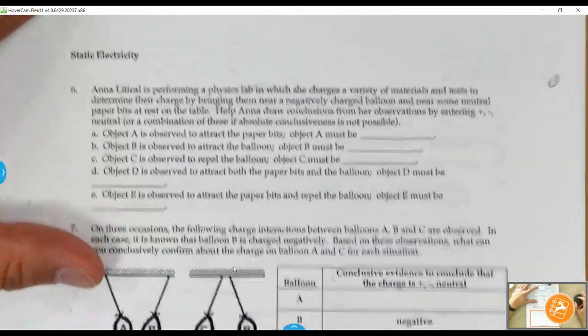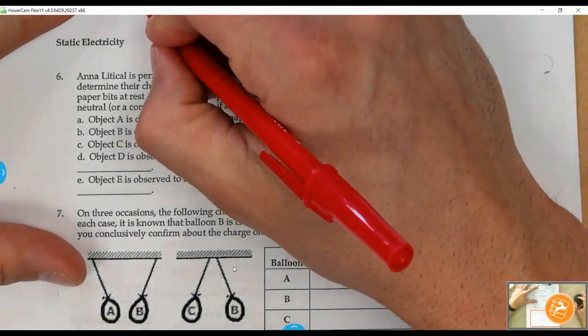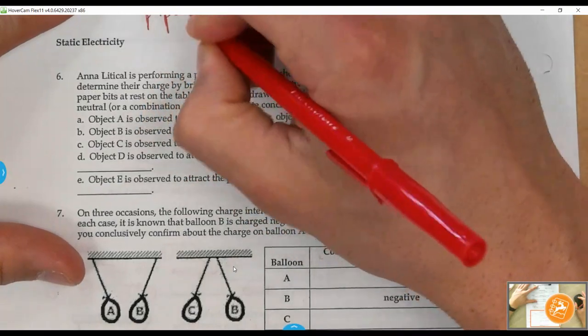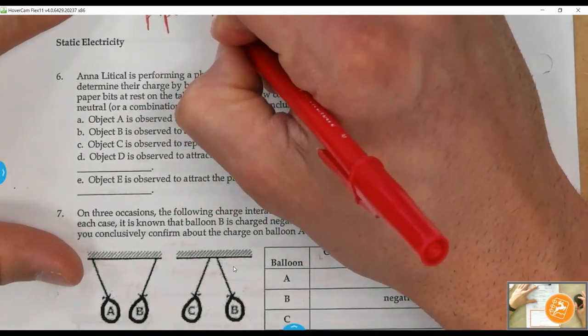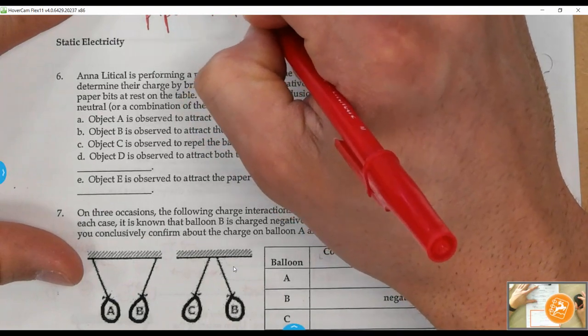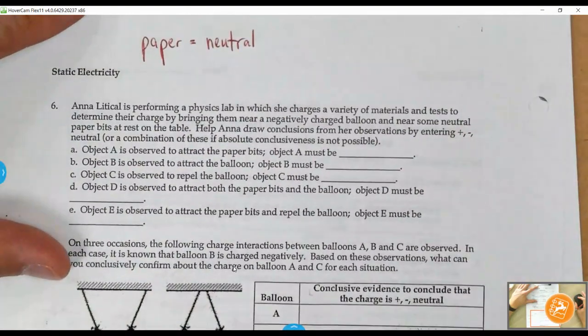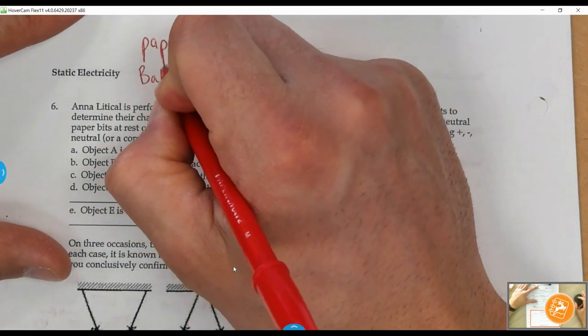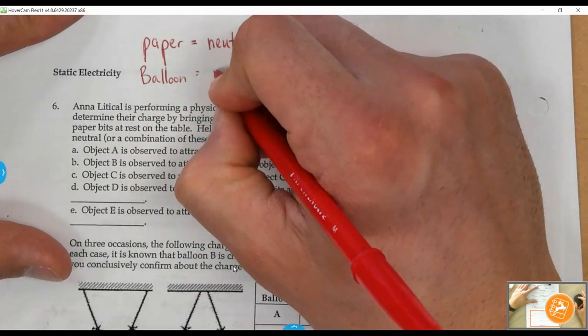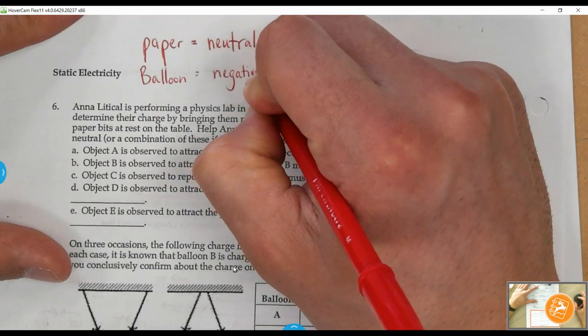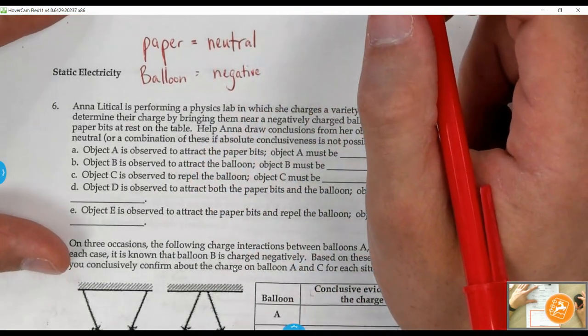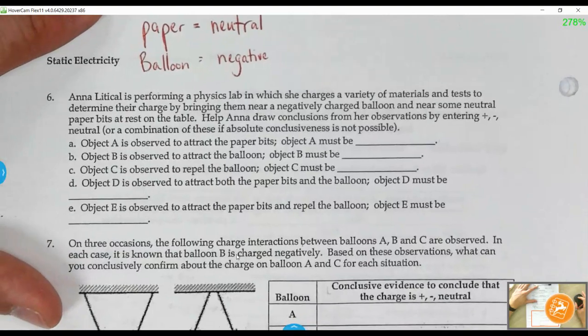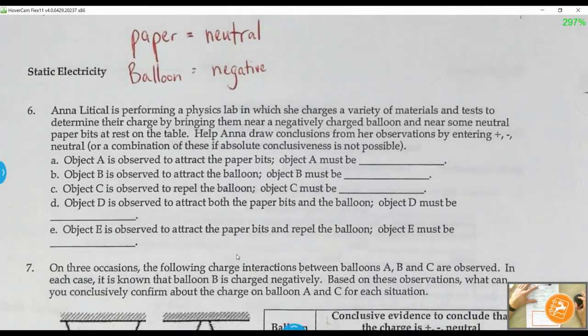Now we're going to look at number 6. They say that you have little bits of paper on your desk, and the paper is neutral. And then you have a balloon, and they know that the balloon is negatively charged. So, what is the name of the person in number 6? Analytical. That's right, analytical.